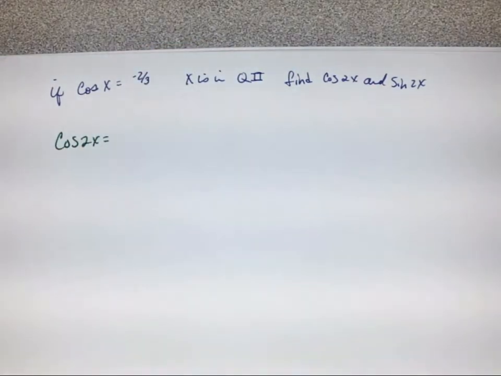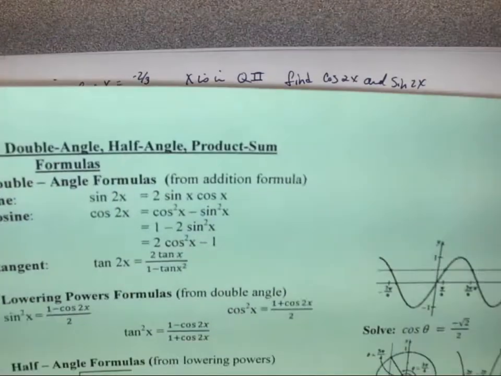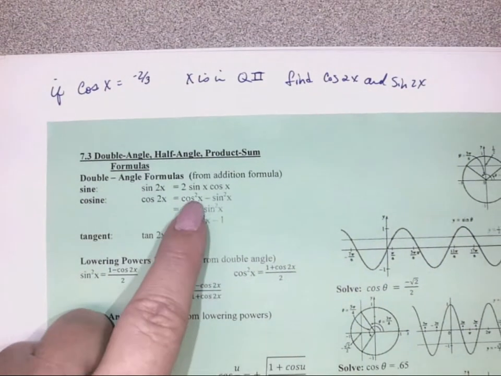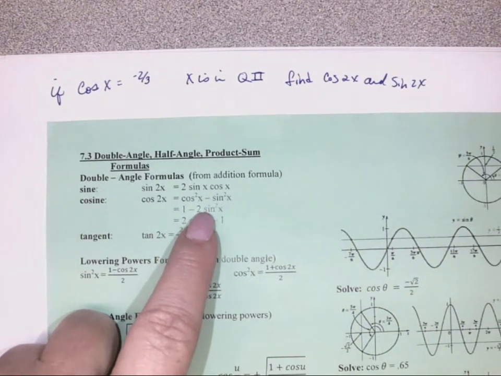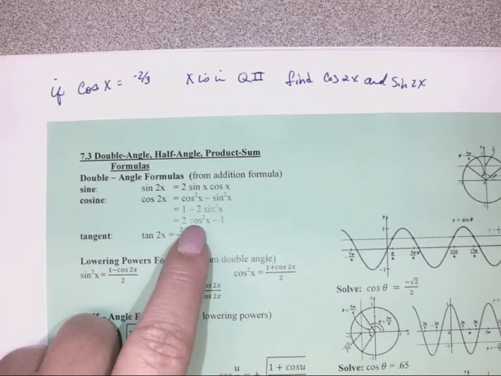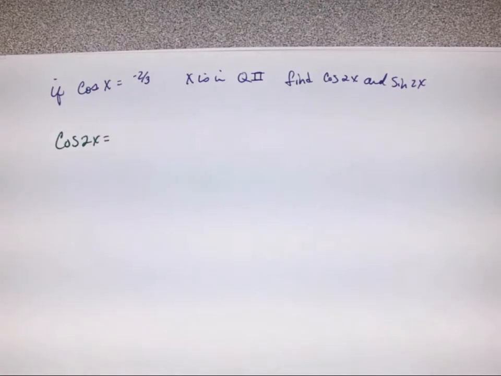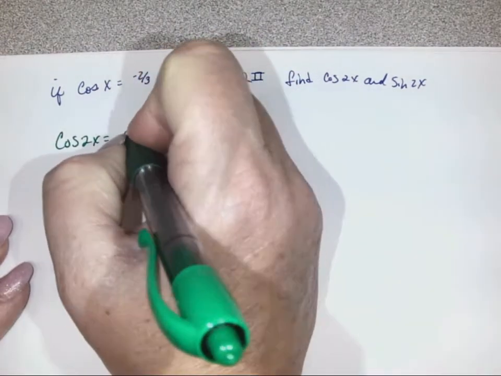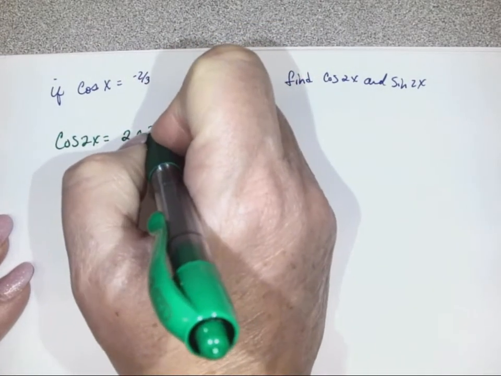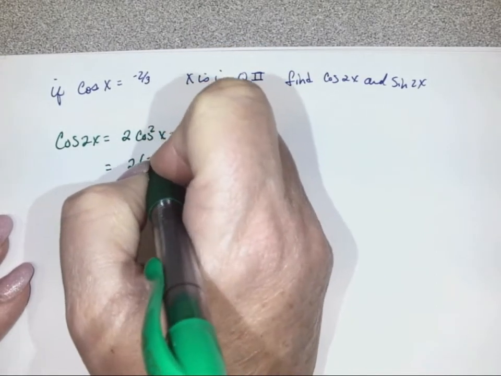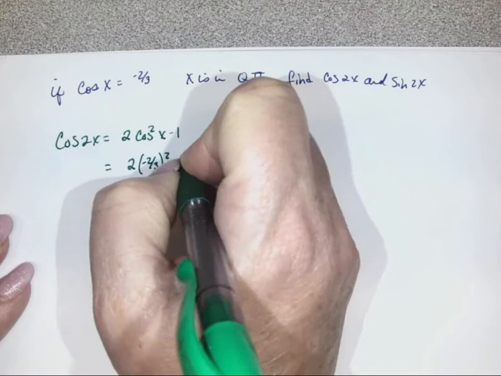Now, we only have the cosine value. So for our cosine, we can't use the first one, we can't use the second one. We can only use this third formula because we only have our cosine given to us. So this will be equal to 2 cosine squared x minus 1. So that's going to be 2 times negative 2/3 squared minus 1.